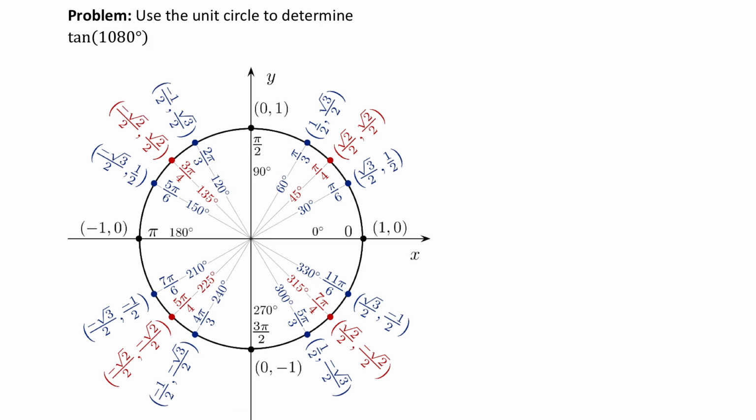How about tan of 1080? Pause the video, give it a try. Okay, we take that 1080, we minus a 360. Now that's not going to get us low enough. Minus another 360.